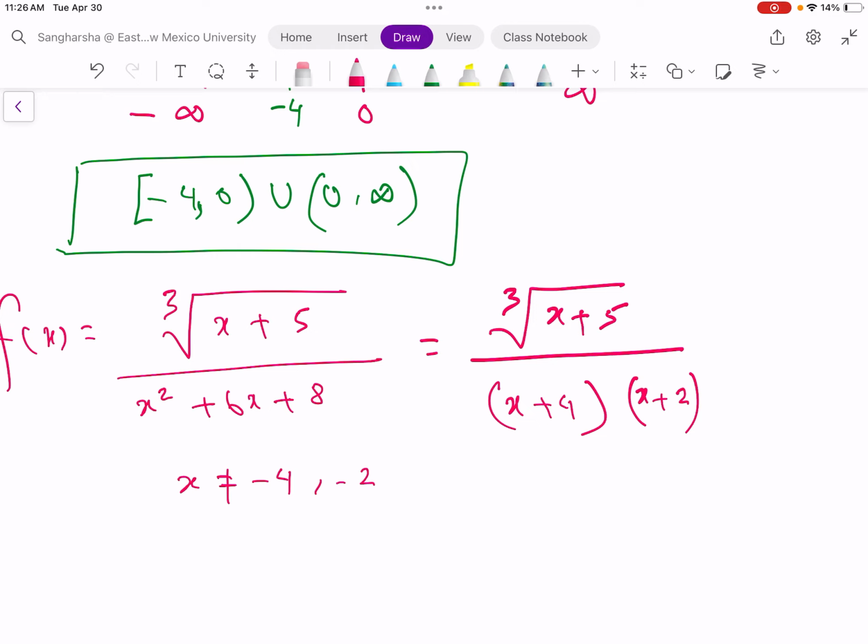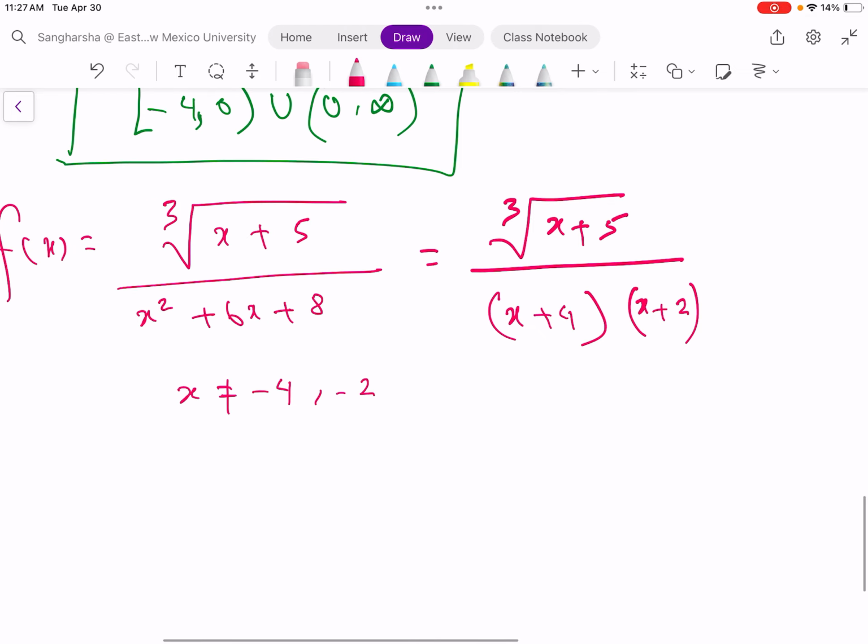Now what about the cube root of x plus 5? What kind of number can we have for this expression to be defined? Any number. We can find the cube root of a negative number, right? For example, if we have the cube root of -27, we can rewrite this as the cube root of the cube of -3. So this cancels and we have -3.